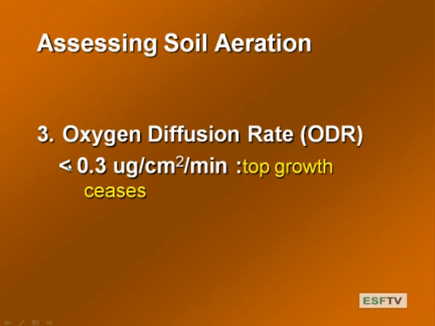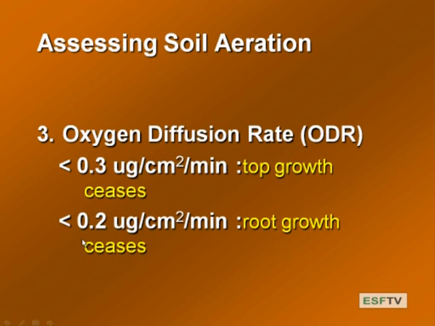Okay, you start to dip below that number, and top growth, the above ground growth of the plant, is dropping off rather markedly. Okay, so this is a diffusion rate. It's the amount, micrograms, per unit area, in this case a centimeter squared per unit time. It's a rate, amount per unit area per unit time. Okay, so the number is pretty close to that for root growth. Okay, so 0.2 micrograms per centimeter squared per minute.